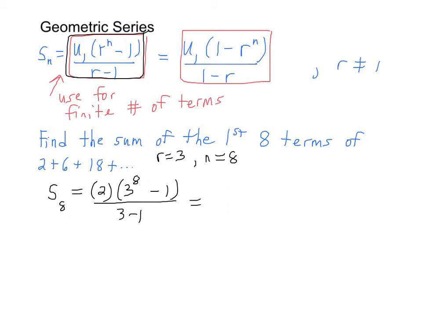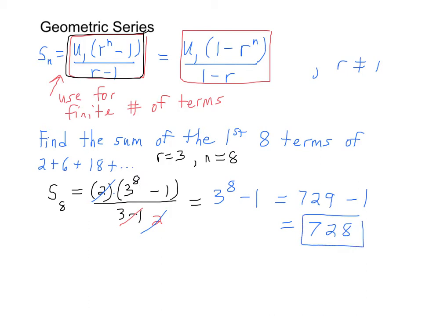So if we clean this up here, we can see that 3 minus 1 is going to give us 2, and that 2 will cancel out with that 2. Since this is multiplication, we can divide that. So we're really just left with 3 to the 8 minus 1. Of course you're going to be allowed to use a calculator, so that's 729 minus 1. So 728 would be our final answer.